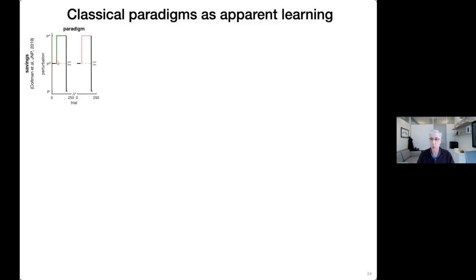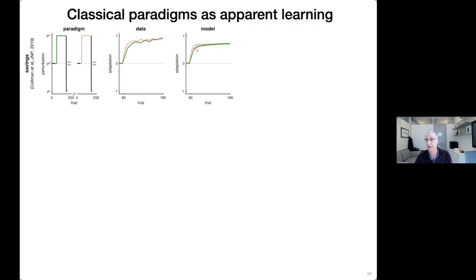If you learn something once, go away and come back and learn it again, you're faster the second time. And people tend to think that maybe you've cranked up the learning rate. So here's an example. You do a spontaneous recovery paradigm twice. I'm just plotting what happens in the learning of the P+. The second time you do it, in salmon color here, you're faster to learn it. We run our COIN model on this. That's exactly what we get.